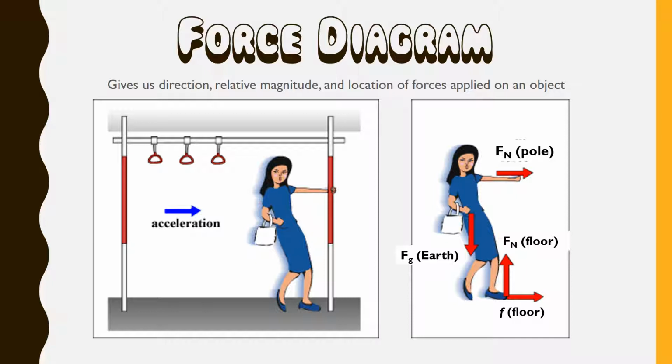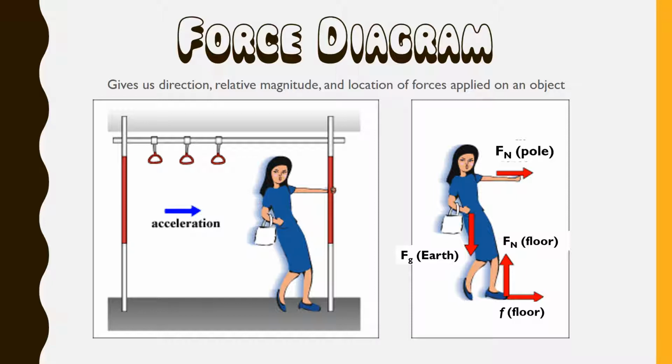There's also a normal force from the floor on her foot. We can see that arrow is pointed upward right here, and a frictional force from the floor that's going forward. And the reason that's going forward or to the right is because if there were no frictional force as the subway accelerates to the right, she would slip backwards. And so that frictional force is the thing keeping her in place.